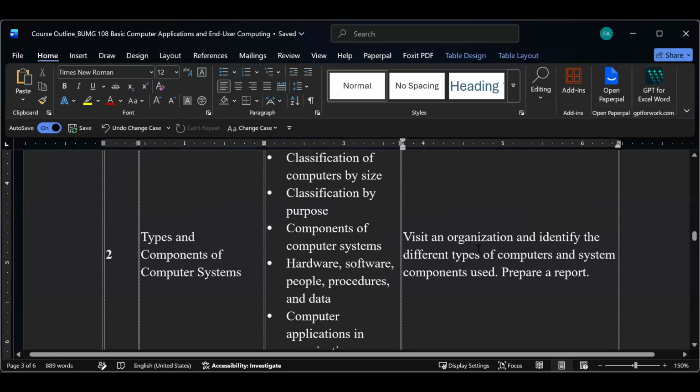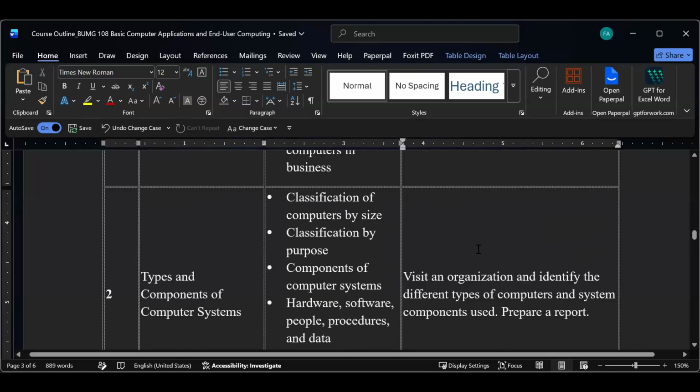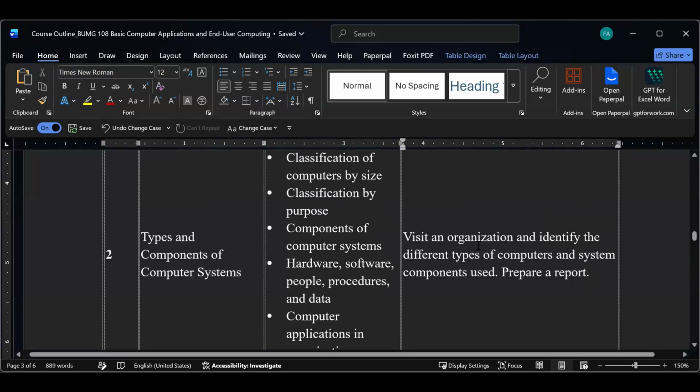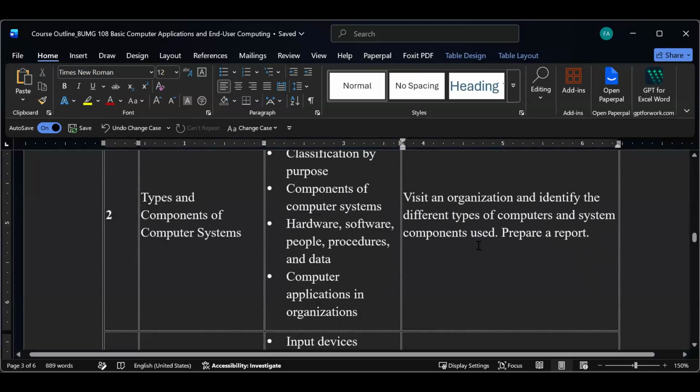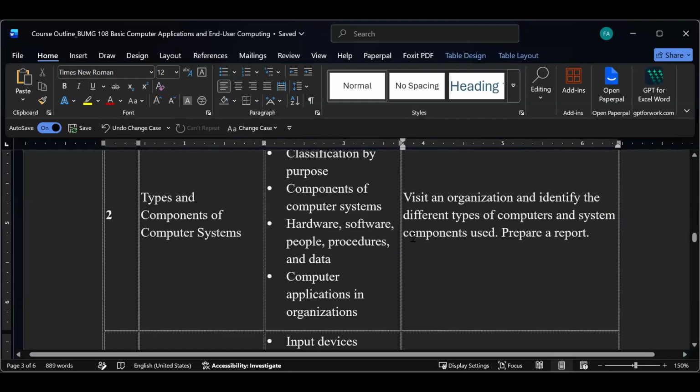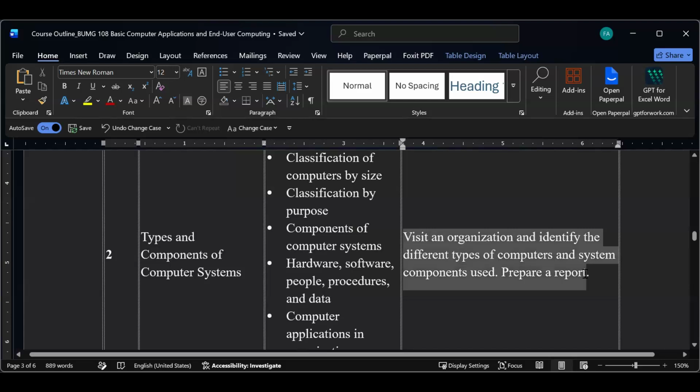Week 2, we'll look at types and components of computer systems, classification of computers. Is it by size? Is it by purpose? There's a computer, and also there's a computer system. So what is the difference? We need to look at it. The hardware, software, people, procedures, and data. Computer applications in organizations. And then I wish we could do that, but I'm sure that most of you are already working. So look at your organization, sort of visits, you'll take a look at what is happening within your organization and identify the different types of computers and computer systems that are being used and then prepare a report.